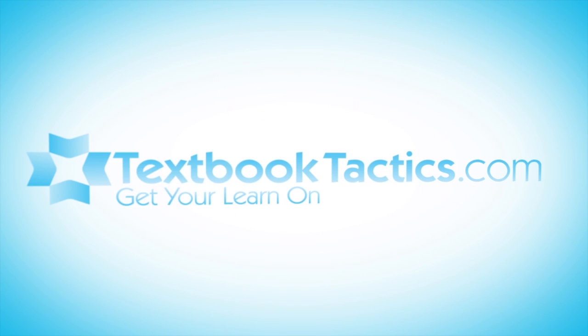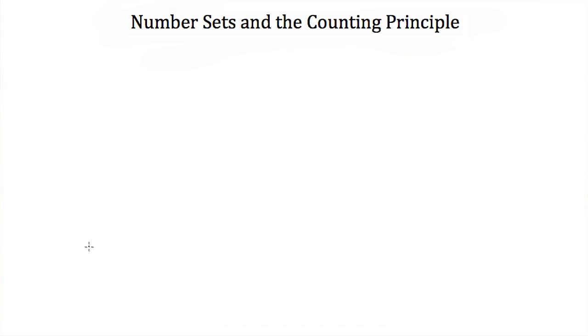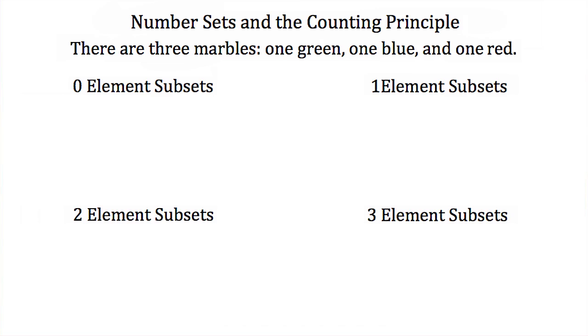This is a tutorial on number sets and the counting principle. The first thing that we're going to talk about in this tutorial are number sets. To illustrate a number set, we're going to use a set of 3 marbles. We have 1 green marble, 1 blue marble, and 1 red marble. Now there's lots of different subsets that we can get from these 3 different choices of marbles.